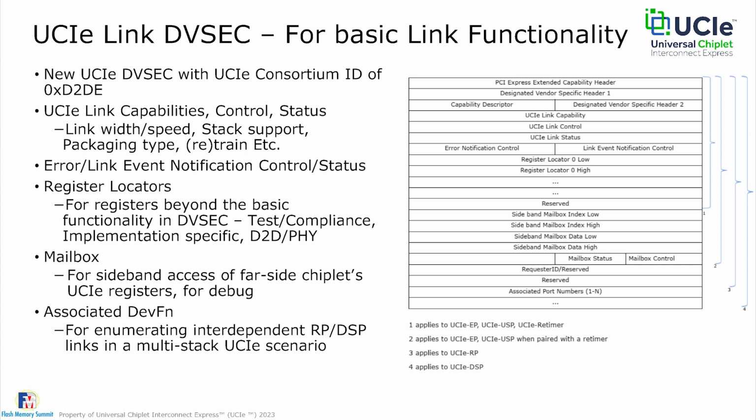And if you look at the list of things, there's the extended capabilities header, there's a designated vendor specific header, and then we start with the UCIe link capabilities. So there's the control register, status register, which is all going to provide what the link width is, what stack support is. For example, we talked about the multi-stack. What is the packaging type, retrain, lots of information about that link and the capabilities of the link is going to be provided. There's error link and notification control status register.